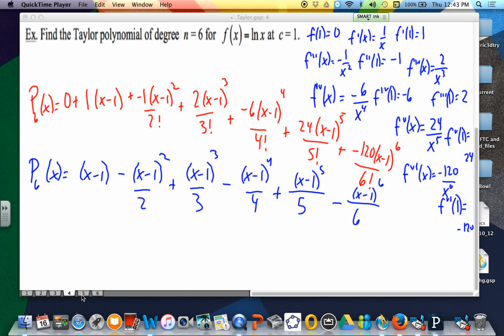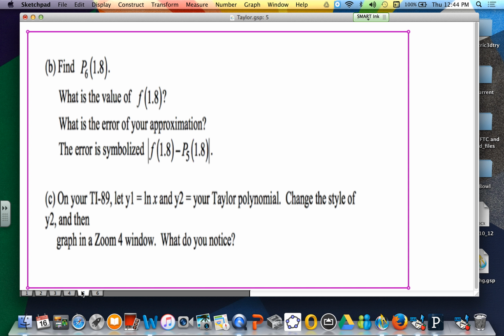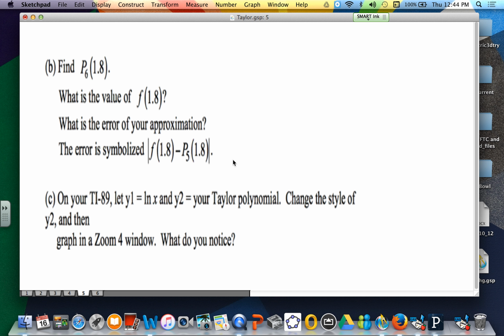Now, we're going to use our calculators. We're going to plug that in as our function, and we're going to use our calculators to find polynomial approximations. We're going to find p sub 6 of 1.8. I plug that long function into my calculator and I get 0.570112. I actually find the natural log of 1.8 and I get 0.587787.